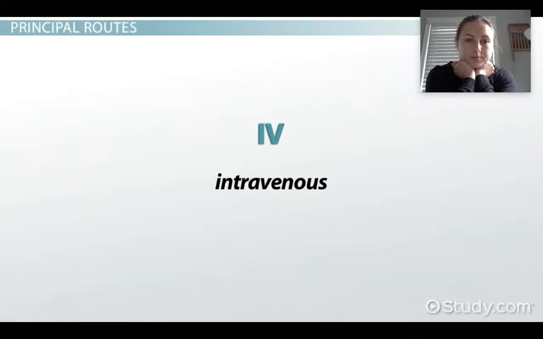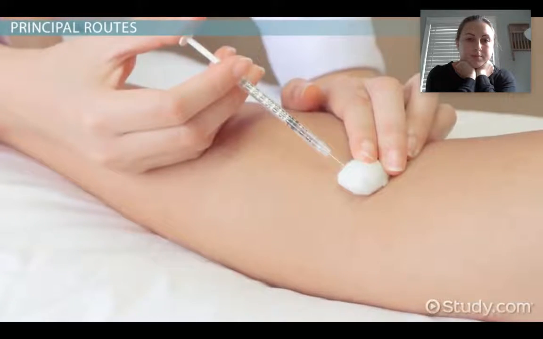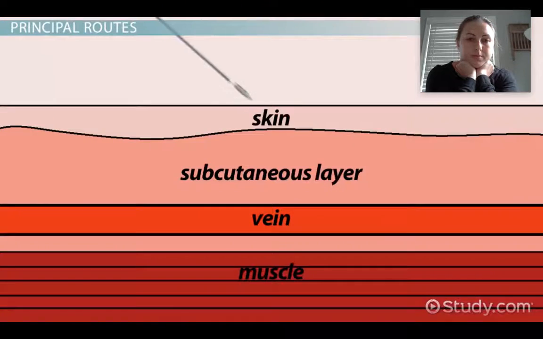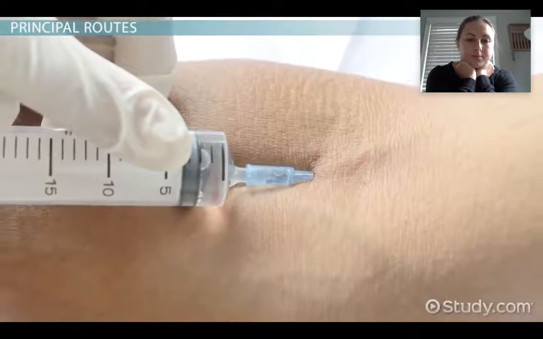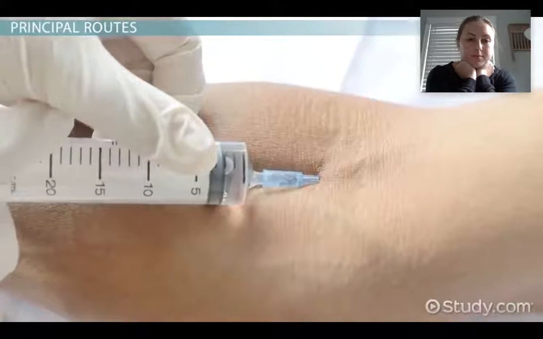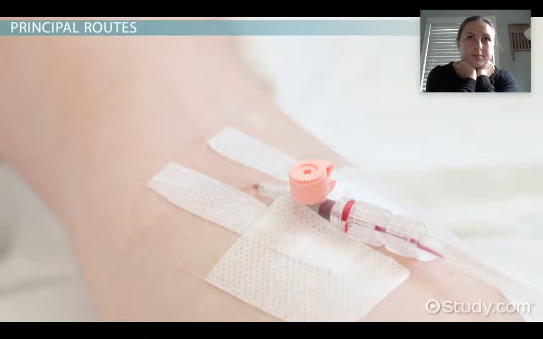IV is the abbreviation for intravenous. Knowing what intra means already, you can clearly understand that this route of drug administration is injecting the medication into the vein directly. In this instance, we're also using a needle and syringe, or a catheter, to place the drug into a person's venous system. This is the fastest and most direct way.